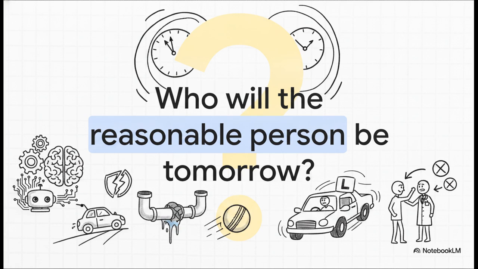Which leaves us with one final thought to ponder. As our world rapidly introduces artificial intelligence, incredibly complex algorithms, and entirely unprecedented new risks, as society continues to evolve, who will the reasonable person be tomorrow?